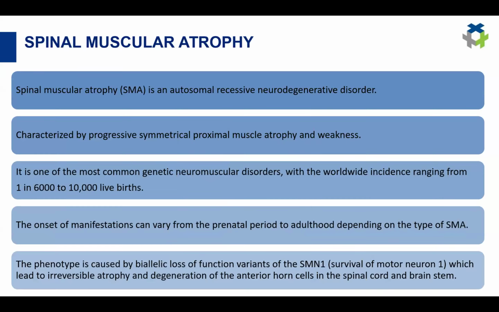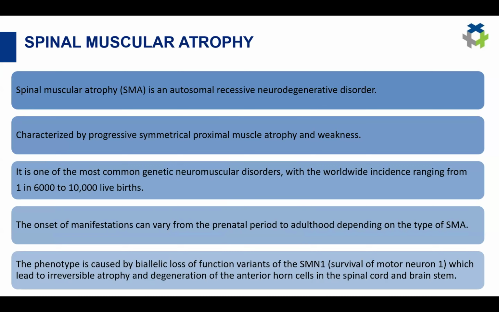So SMA is an autosomal recessive neurodegenerative disorder, which is characterized by progressive symmetrical proximal muscle atrophy and weakness. It is one of the most common genetic neuromuscular disorders, with incidence ranging from 1 in 6,000 to 10,000 live births. The onset of manifestations can vary from prenatal to adulthood, depending on the type of SMA.